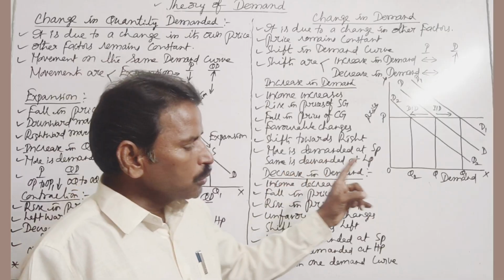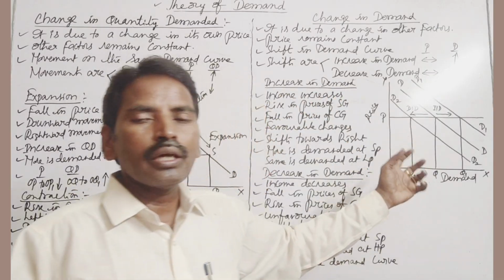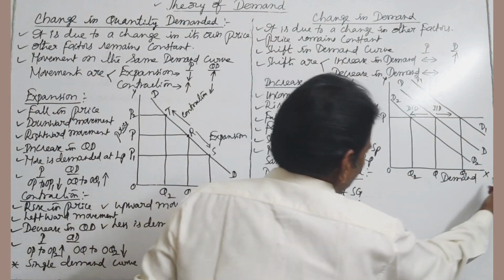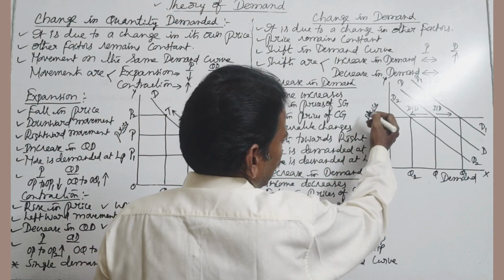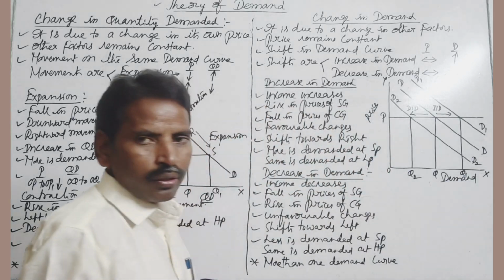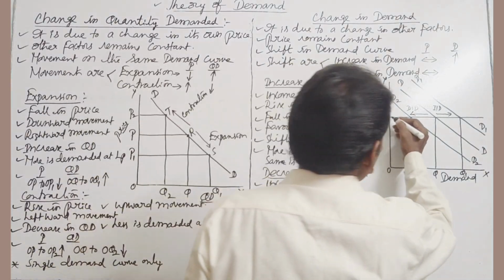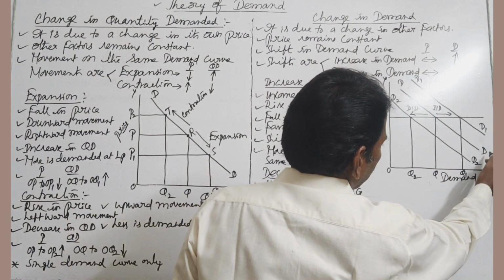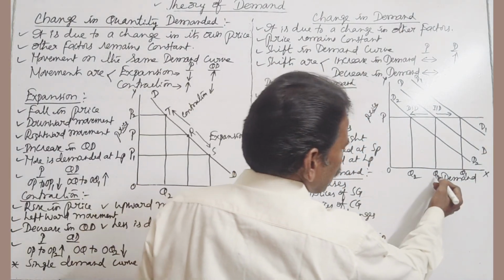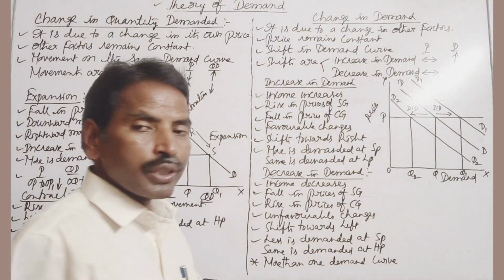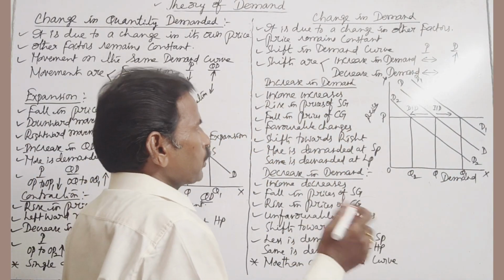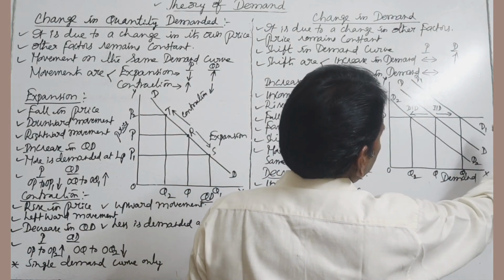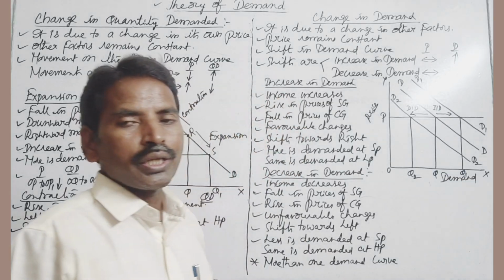Next, this can be explained with the help of a diagram. Draw an L shape, mark YOX. Price is measured on the y-axis, quantity demanded is measured on the x-axis. Price OP remains constant. DD is the original demand curve, OQ is the original quantity. Because of favorable changes in other factors, demand increases, so the demand curve shifts towards the right. D1 is the increased demand curve.